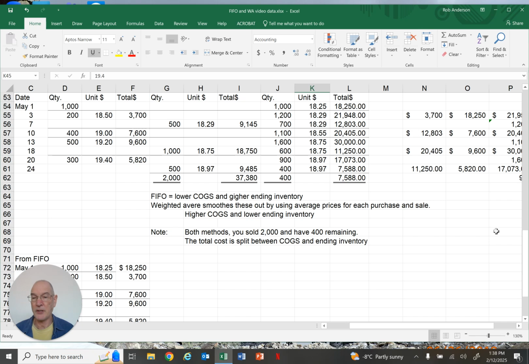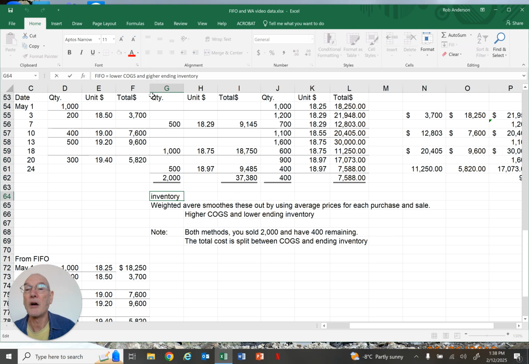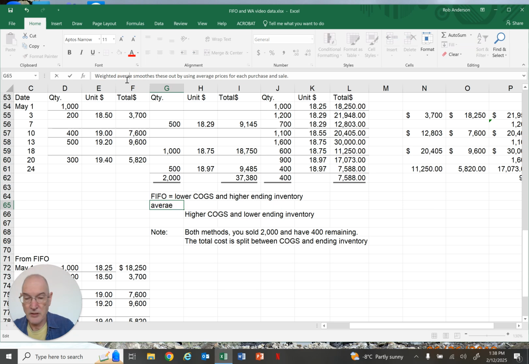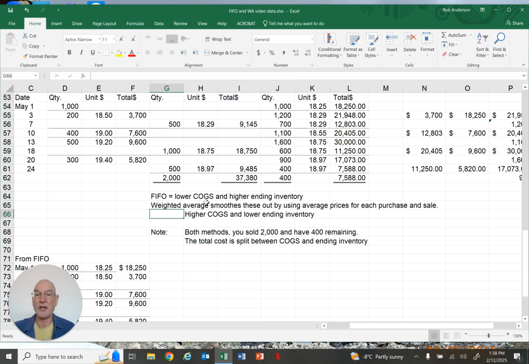In a period of rising prices, FIFO gives us a lower cost of goods sold and a higher ending inventory. I spelled that wrong. There we go, a higher ending inventory. Now, weighted average then, just the other way around. Okay, weighted average smooths these out, and it sort of averages everything, so you get a smoother average, and what we get is the opposite. We get a higher cost of goods sold and a lower ending inventory.